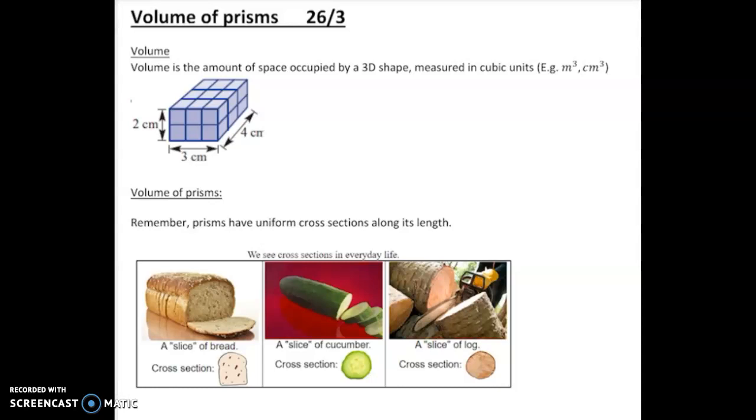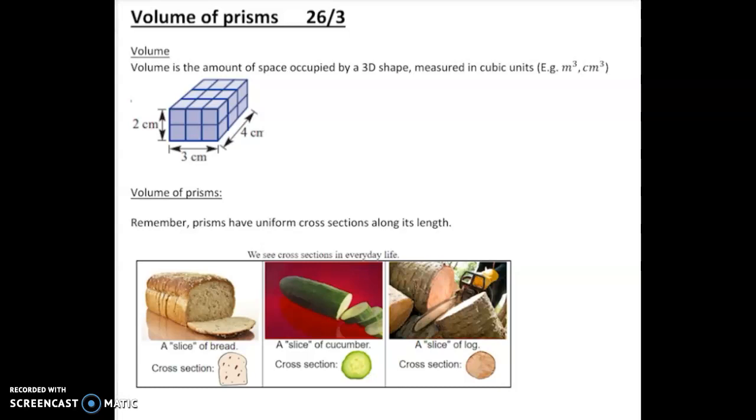Now today we'll be looking at the volume of prisms. So I'd like you to write down that heading, volume of prisms, and today's date. So first of all, volume. Volume is just the amount of space occupied by your 3D shape or solid.